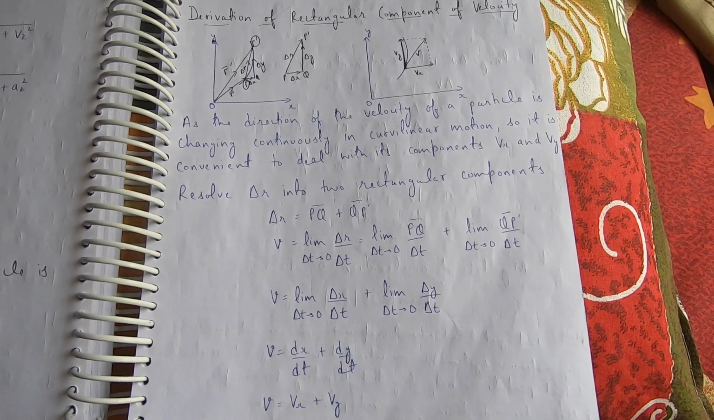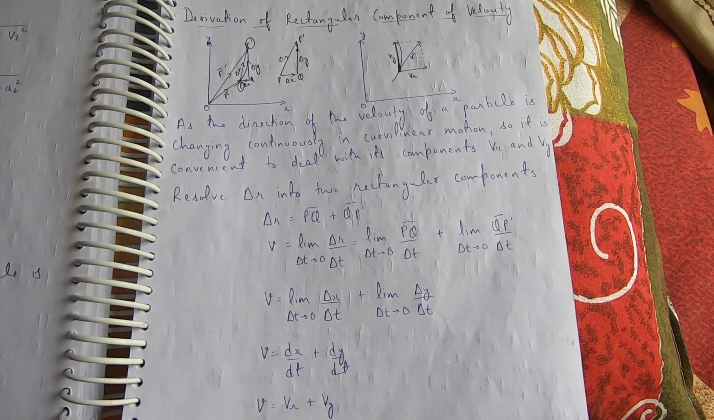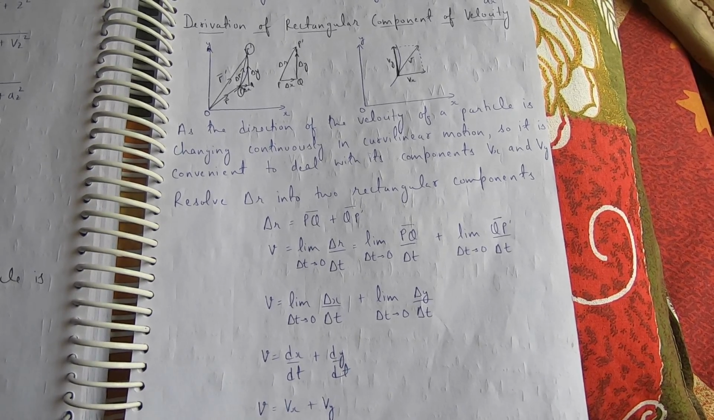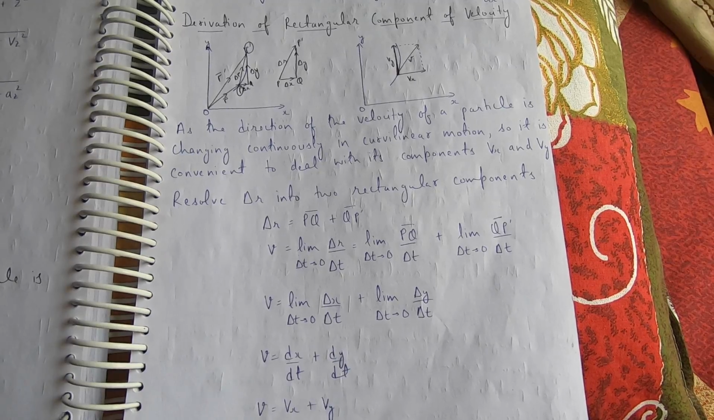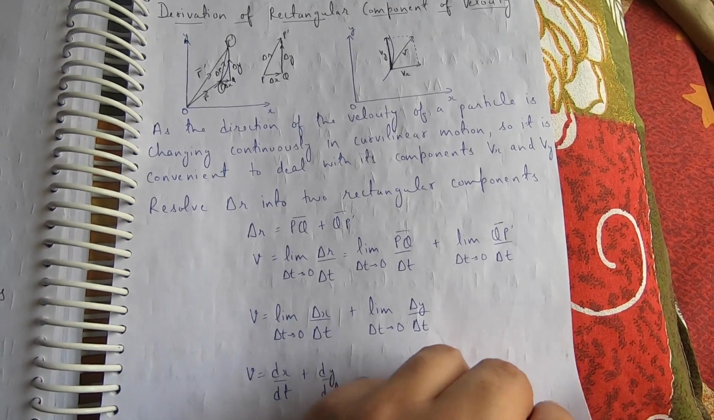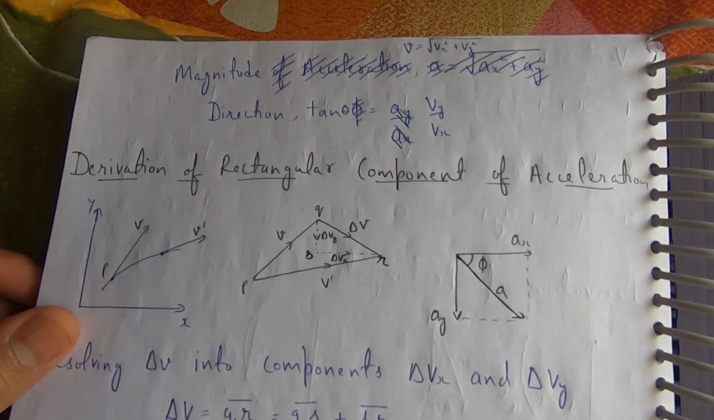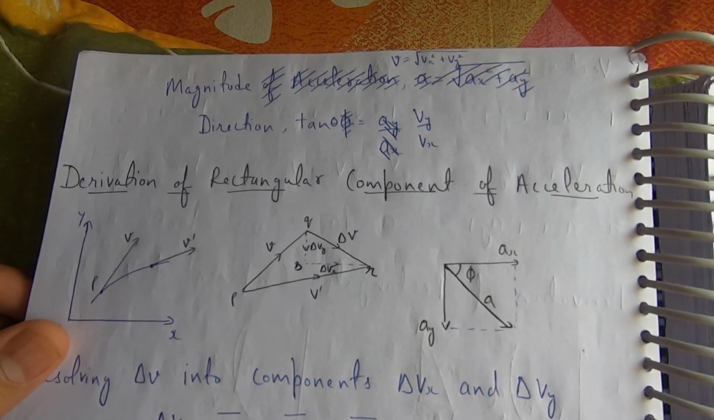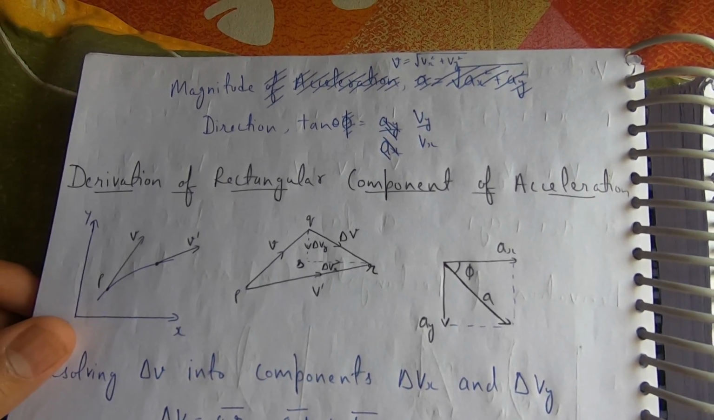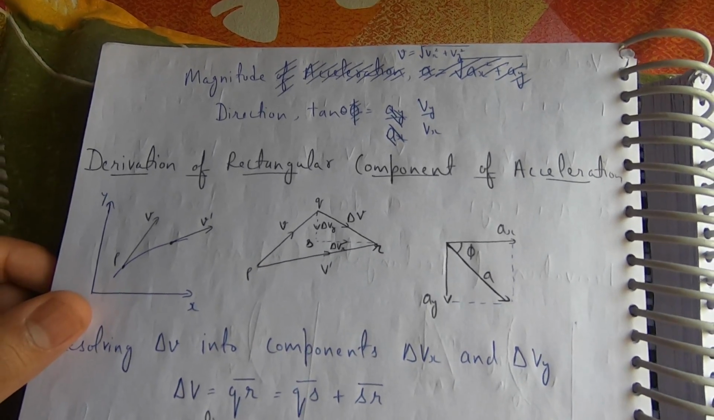V is equal to limit Δt tends to 0 Δx by Δt plus limit Δt tends to 0 Δy by Δt. V is equal to dx by dt plus dy by dt. V is equal to vx plus vy. Magnitude of velocity is equal to square root of vx squared plus vy squared. Direction: tan θ is equal to vy by vx.